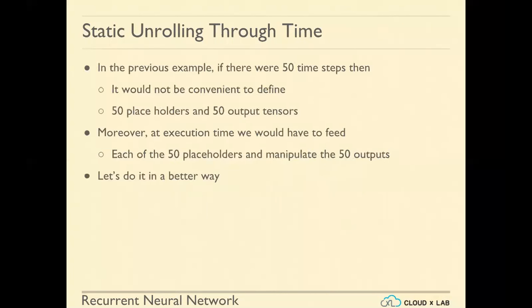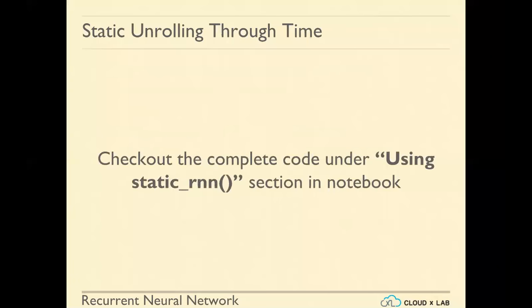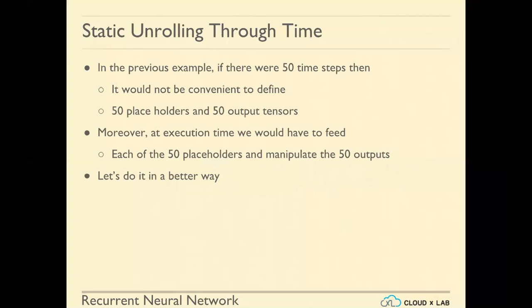In the previous example, there were 50. In this example it looks okay, but if we had 50 X naughts, an inputs array of 50, it would not be very convenient to define. There would be 50 placeholders, X0, X1, X2, X3, and so on, and 50 output tensors. Moreover, at execution, we would have to feed each of the 50 placeholders and manipulate the 50 outputs. So we could make it a little better, more dynamic than statically defining the variables.